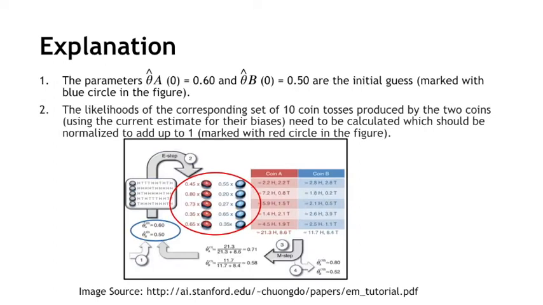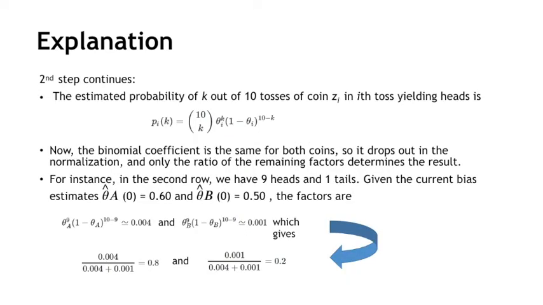If we go back, let's say for the second toss, we see there are 9 heads and 1 tail. Since we do not know which coin has been tossed, it can be either A or B. If it is A, then 9 heads have been tossed, 1 tail has been tossed. If it is B, then also 9 heads and 1 tail. So the binomial coefficient would be the same for both of the coins, so we do not need this part in the entire equation. We would try to find out the value using the rest of the equation.